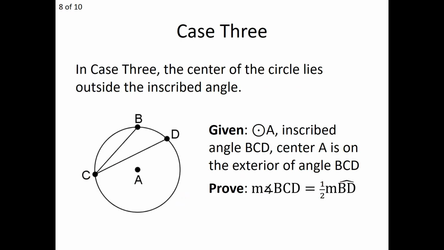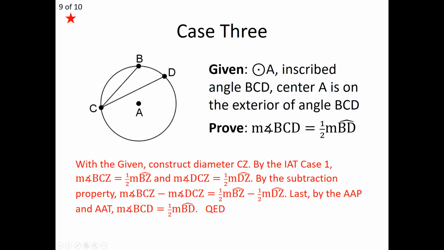Now on to our case 3. In case 3, we now have our last option for our center, and that is where the center passes on the outside or the exterior of the mouth of our inscribed angle. So notice again, BCD cutting through our circle, and the ray CB and ray CD. Point A is not a point on the interior of the mouth of that angle. We're again going to prove the measure of the inscribed angle BCD is half the measure of the arc it cuts. Let's take a look at case 3.